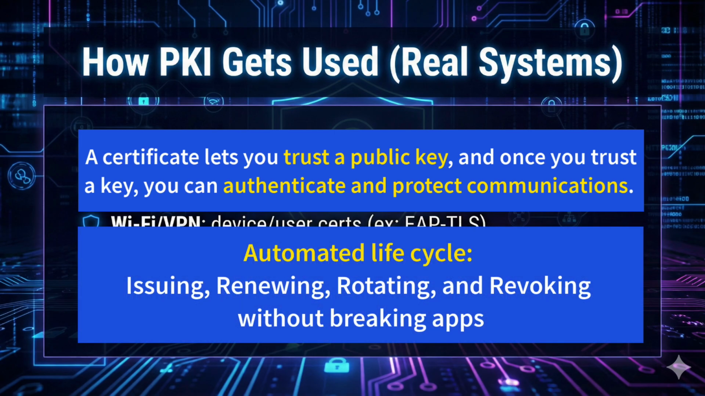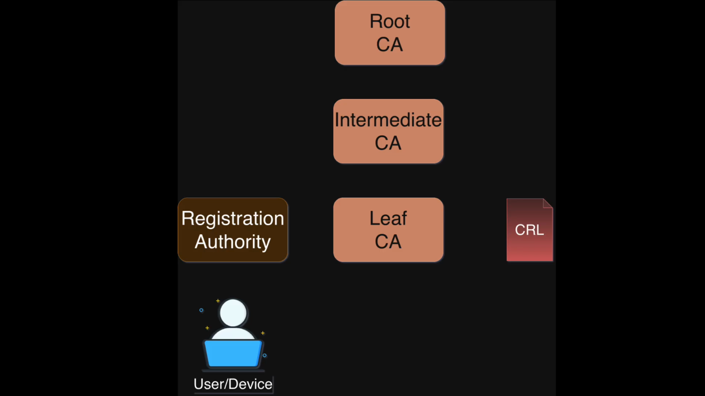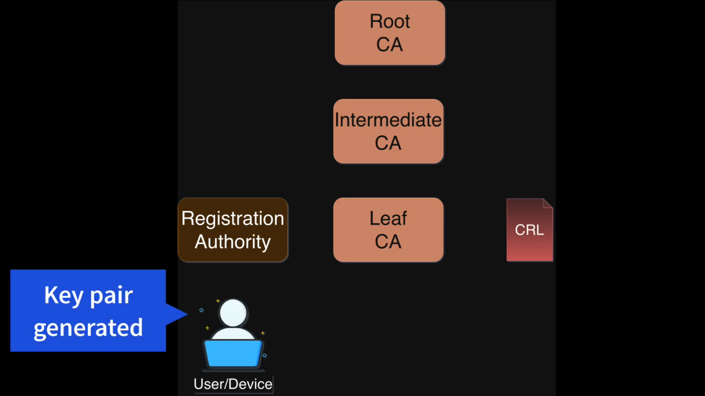The real success factor in production isn't just cryptography, it's lifecycle automation. Issuing, renewing, rotating, and revoking without breaking apps. Let's walk through issuance step by step. Step 1. The device or user generates a key pair locally. Best practice is that the private key never leaves that device. If it leaks, the identity can be impersonated.